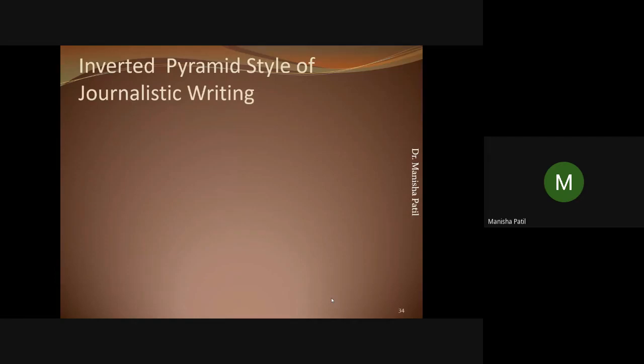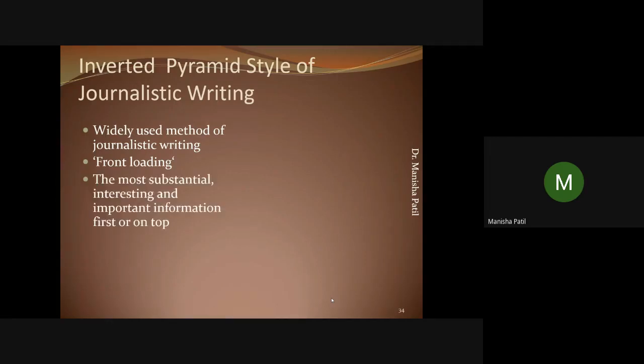Now, we come to inverted pyramid style of journalistic writing, how we write a newspaper article. Inverted pyramid style is widely used method of journalistic writing. It is known as front loading. The most substantial, interesting and important information is given first or on the top. Then explanatory and supporting details are given in the order of most to least important.